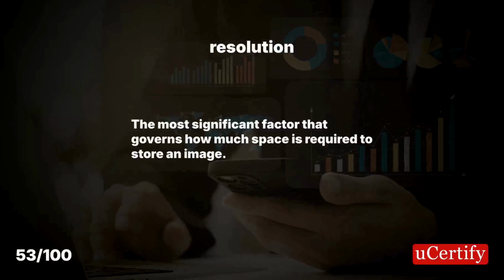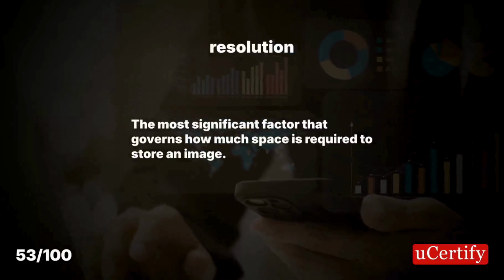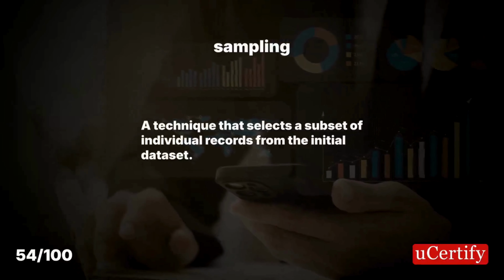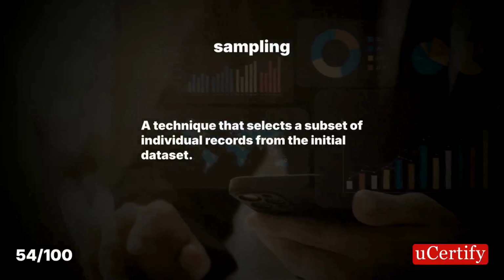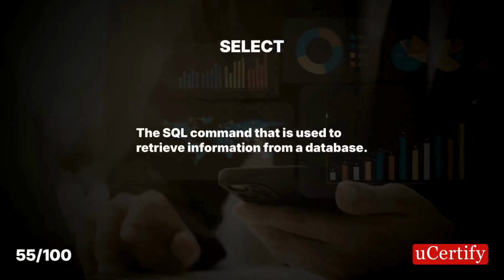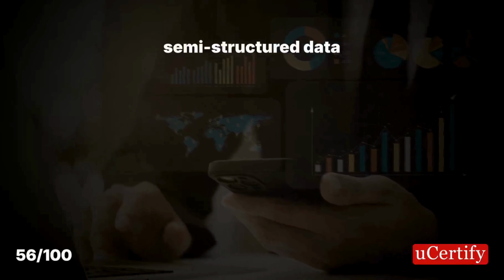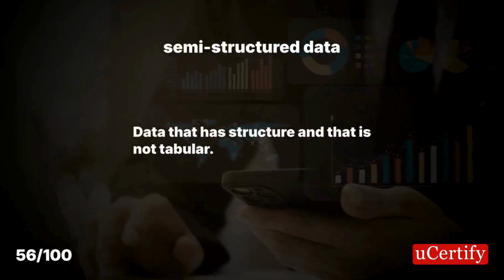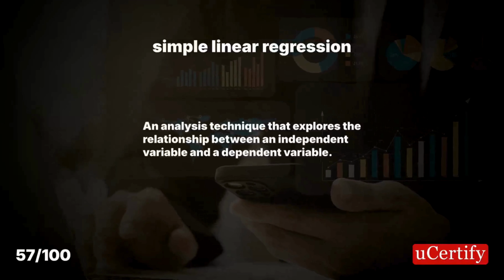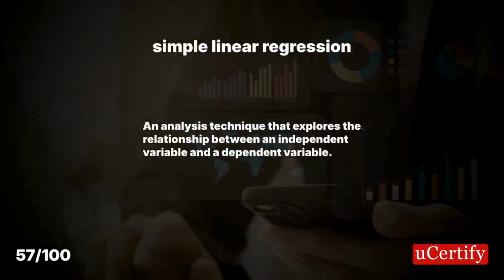Term: resolution. Definition: the most significant factor that governs how much space is required to store an image. Term: sampling. Definition: a technique that selects a subset of individual records from the initial dataset. Term: select. Definition: the SQL command that is used to retrieve information from a database. Term: semi-structured data. Definition: data that has structure and that is not tabular. Term: simple linear regression. Definition: an analysis technique that explores the relationship between an independent variable and a dependent variable.